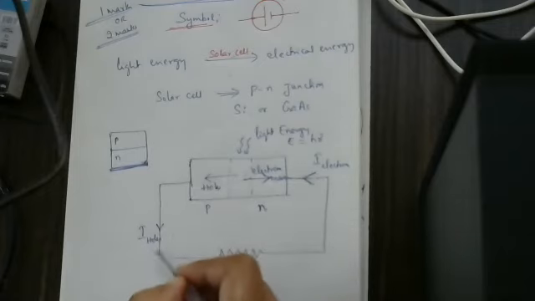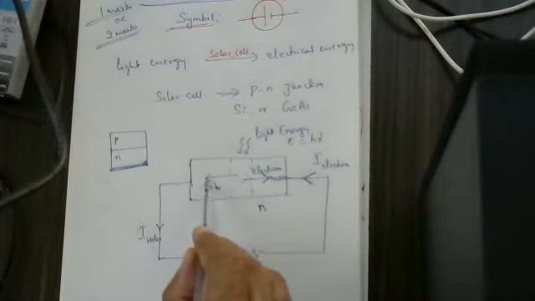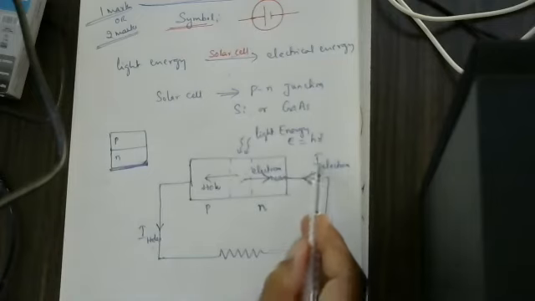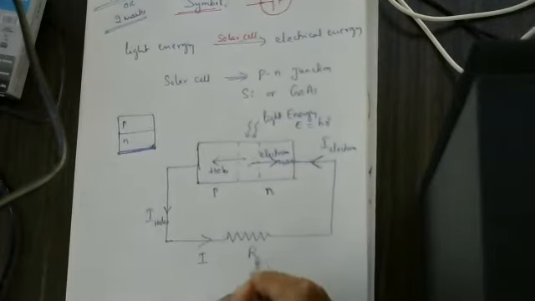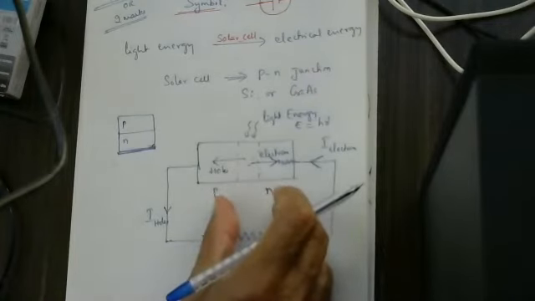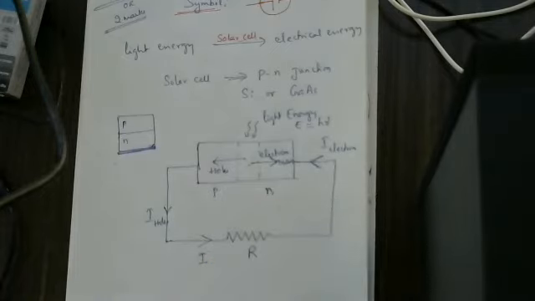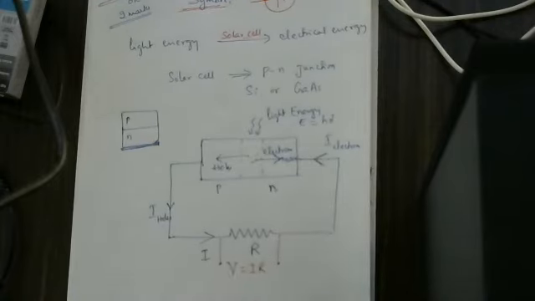The current due to the holes is also moving in the same direction, though holes and electrons are moving in opposite directions. Electric current due to electrons and electric current due to holes both operate in the same direction. Therefore, a large current is flowing here. That current into the resistance gives a voltage. According to Ohm's law, V is equal to I into R. Therefore, voltage is produced here.